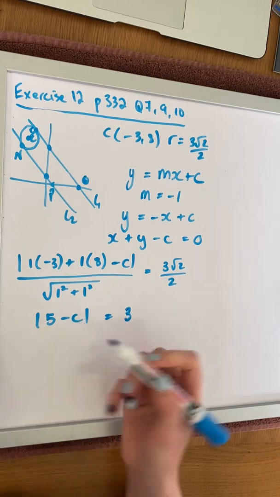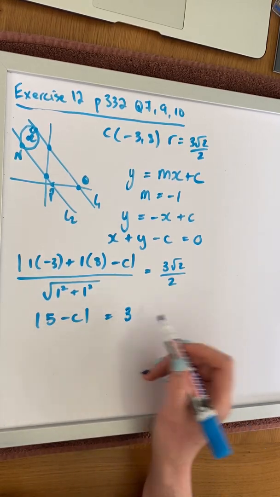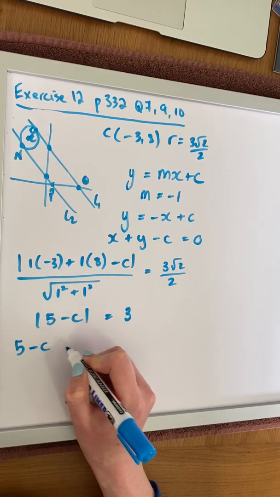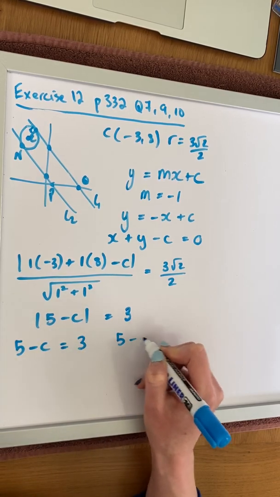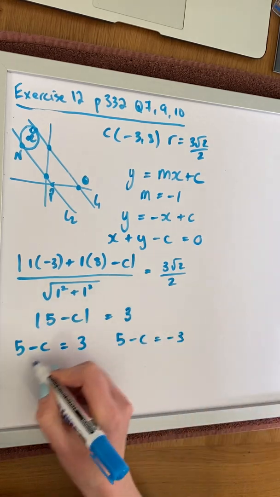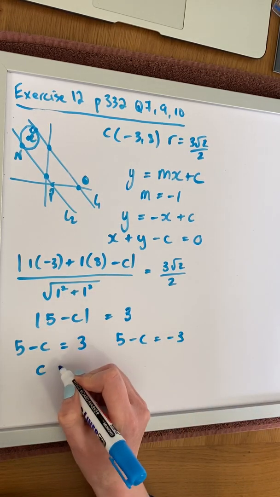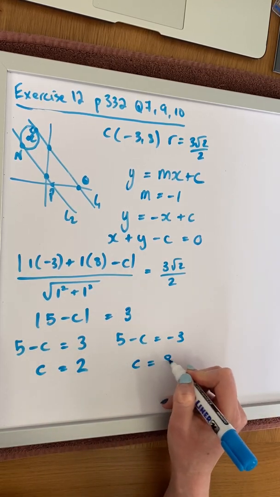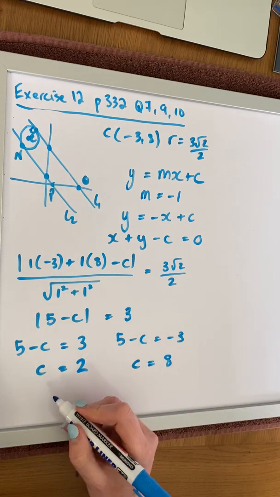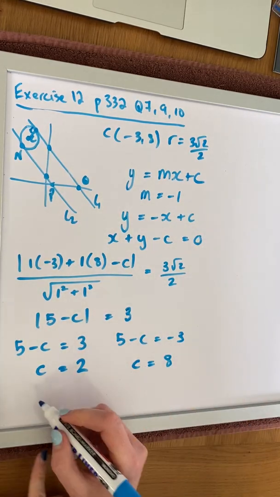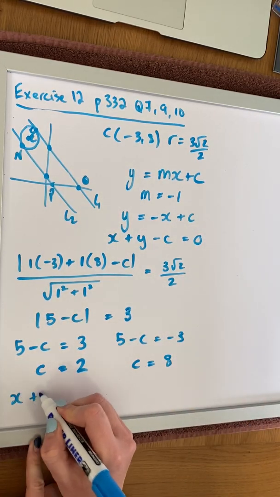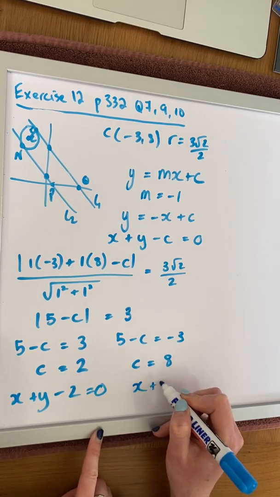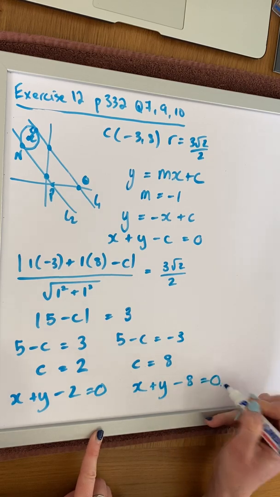Our absolute value means that we can either square both sides or let it equal the positive and negative. In this case, it's probably easier to equal it to a positive and negative. So 5 minus c is equal to plus 3, and 5 minus c is equal to minus 3. Solving for c then, we have a c value of 2 in this case, and a c value of 8 in this case. So going back to our equations of our lines, we can have the equation x plus y minus 2 is equal to 0, and x plus y minus 8 is equal to 0.